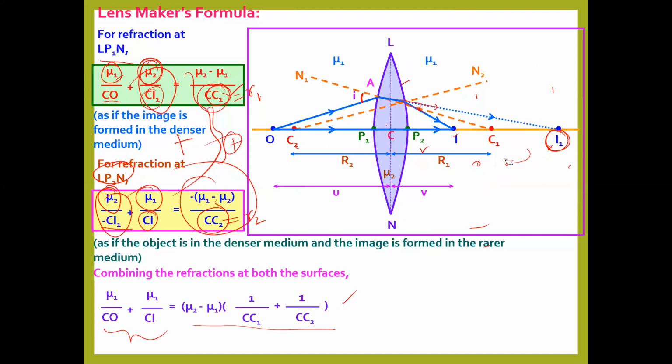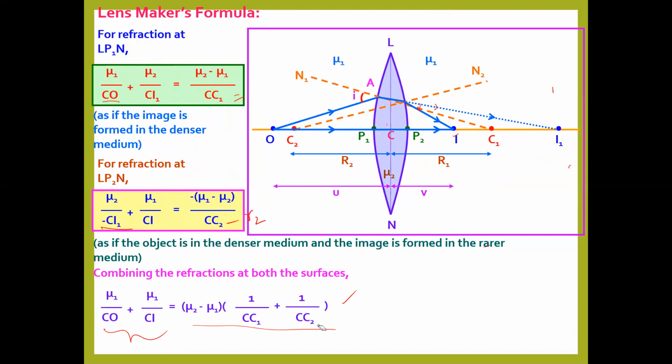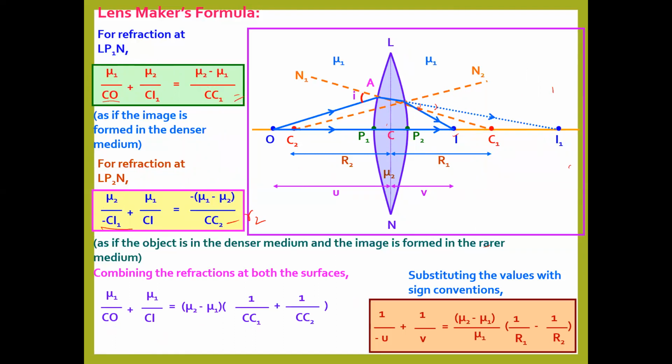And this is a very important equation. You should practice this one for our future requirements, not only for the board exams but also for the competitive exams. So the final equation comes out to be this: 1 by V minus 1 by U equals, if we take those things common, mu minus 1, if we take mu to be mu2 by mu1. So this is the equation: 1 by R1 minus 1 by R2.